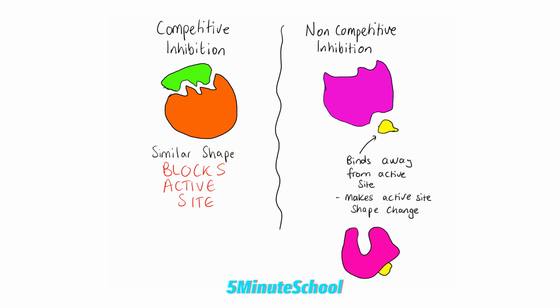Another way enzymes can be inhibited is through non-competitive inhibition, and this is where we have a molecule, and what it does is it binds onto the enzyme in a separate area from the active site. And what this does is once the inhibitor binds to this region, the active site changes its shape, so it's no longer complementary to the substrate, so therefore the rate of reaction is reduced.